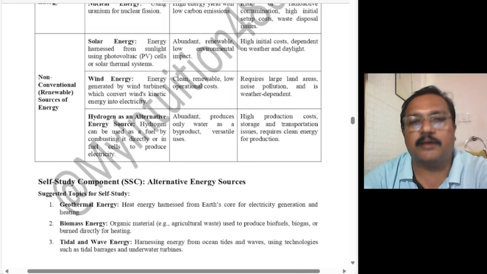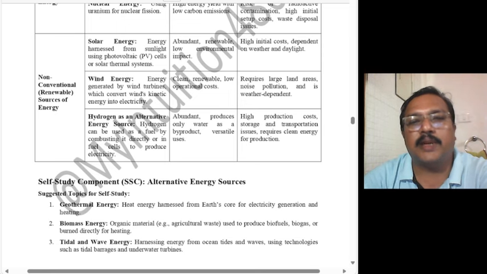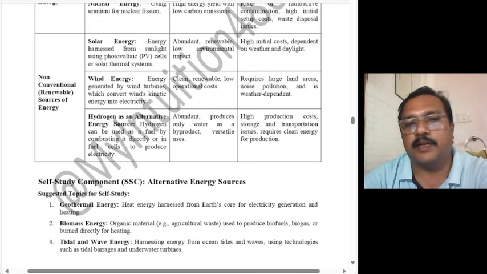And again, it depends upon the weather conditions and daylight. On cloudy days or at night, or in areas where only diffused light is there, solar energy will not work. The second one is wind energy.